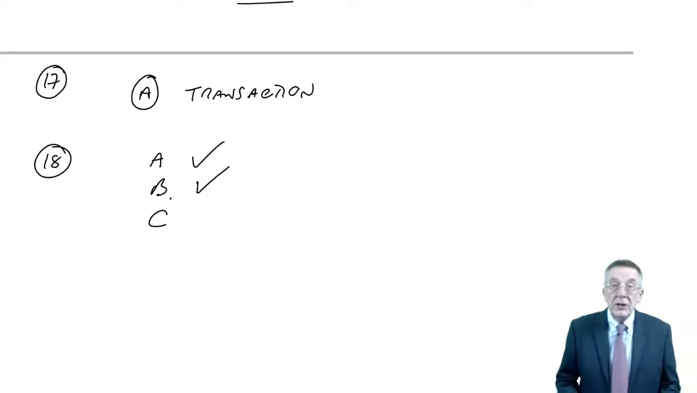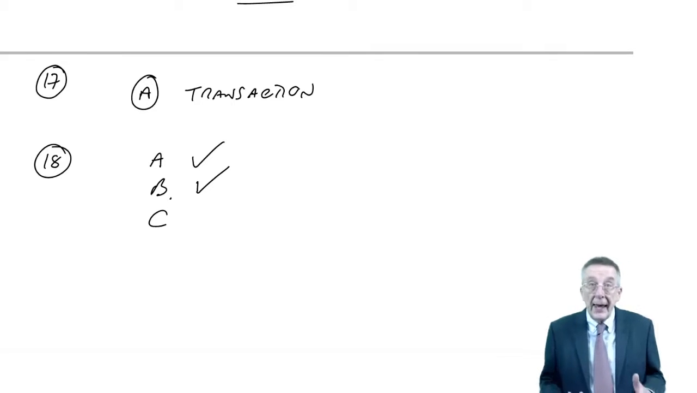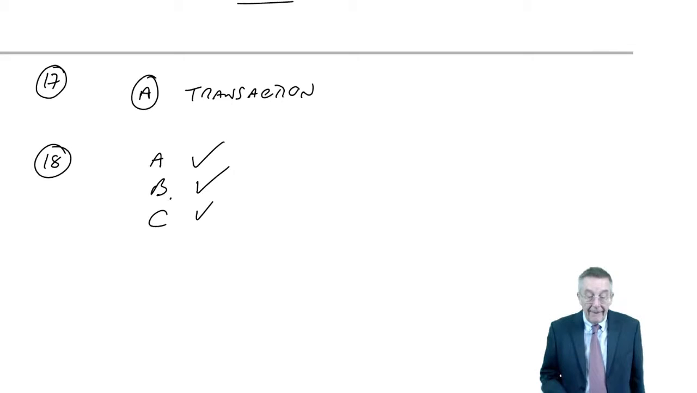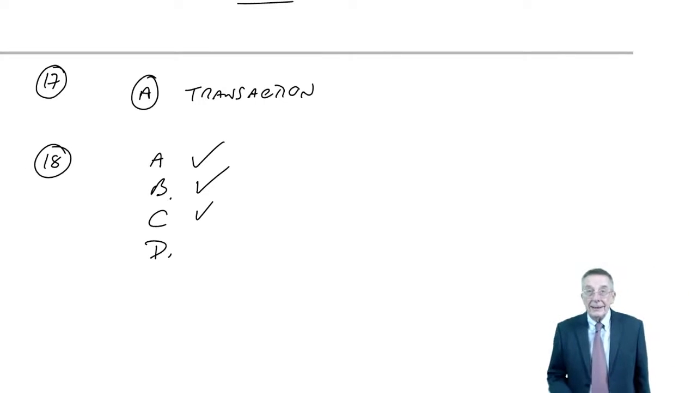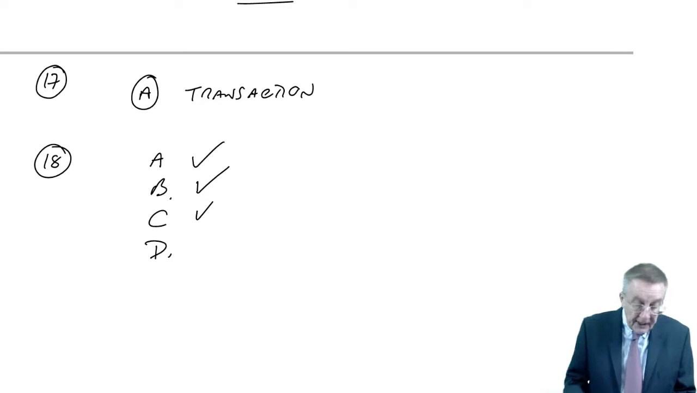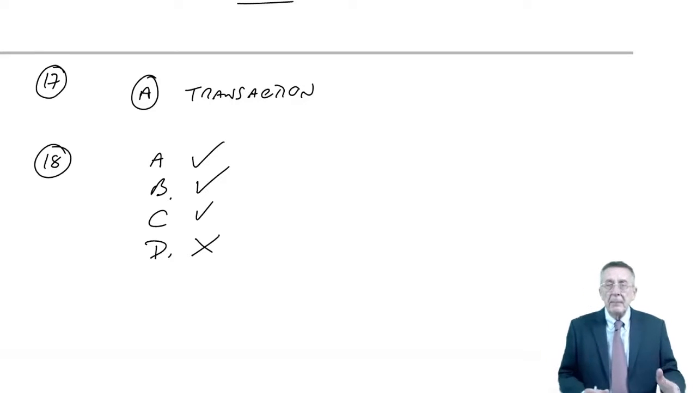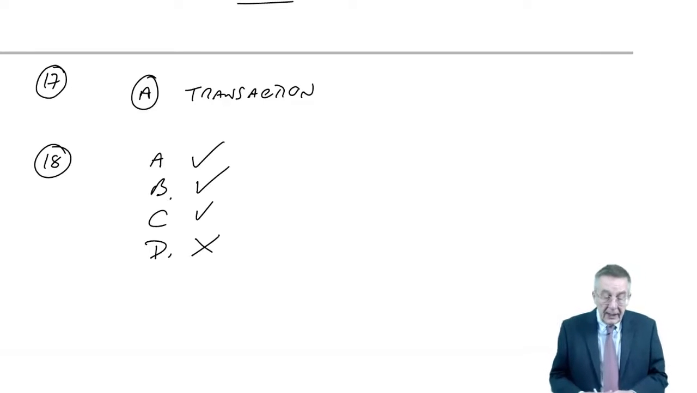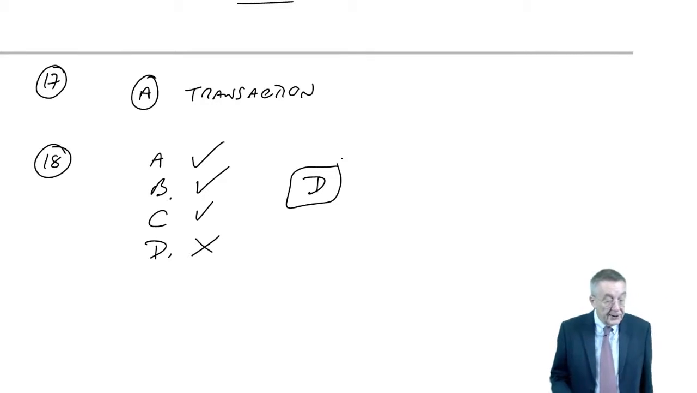C, currency futures. You can't be asked calculations on futures, but you're expected to know what they are. And that is a way of hedging against translation risk. However, D, a currency swap. A currency swap is not suitable. Currency swaps are used when you're borrowing money or depositing money in a different currency. Which one isn't suitable? The answer is D, currency swap.